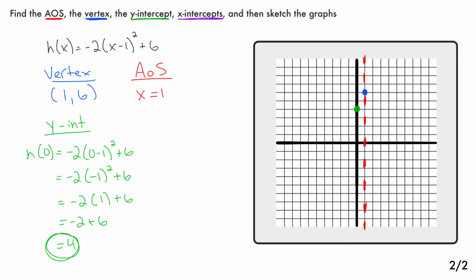Now, on your assignment, it asks for you to find the reflection of the y-intercept. I don't need that. All I need is the vertex, axis of symmetry, y-intercept, and then the last thing I'm going to do, which is finding the x-intercepts.